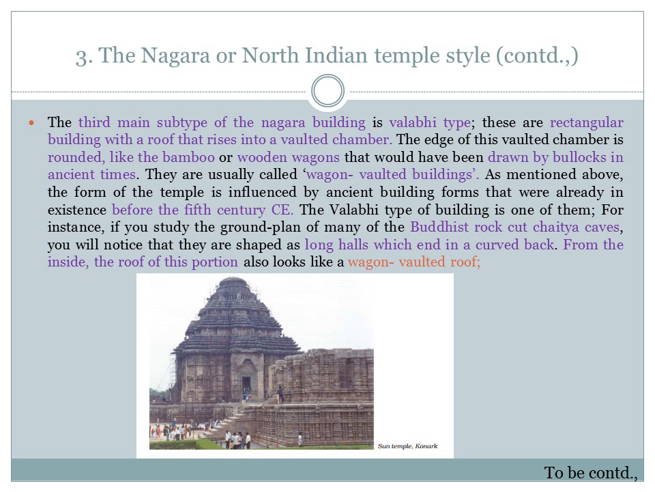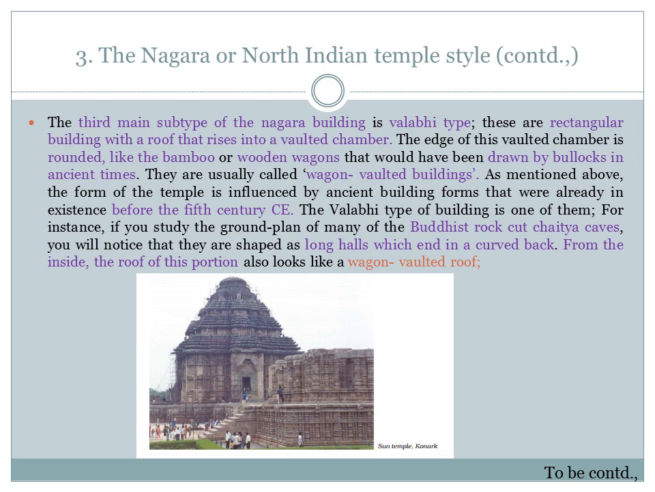So the third main subtype of the Nagara building is the Vallabhi type. These are rectangular buildings with a roof that rises into a vaulted chamber. The edge of this vaulted chamber is rounded like the bamboo or wooden wagons that would have been drawn by bullocks in ancient times. They are called wagon vaulted buildings.